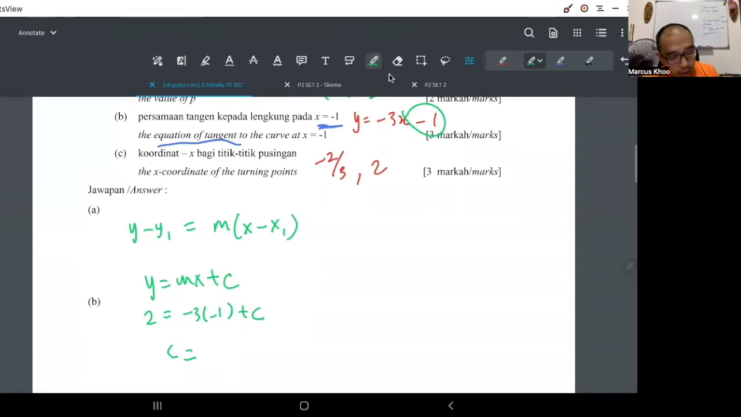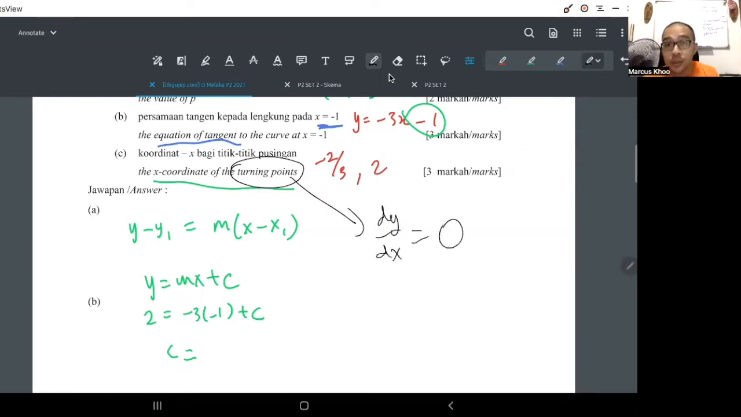Now, the x coordinate of the turning points. This is another thing that you need to remember. Turning points is when dy dx equals 0.